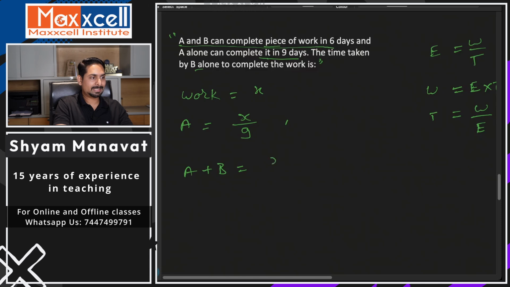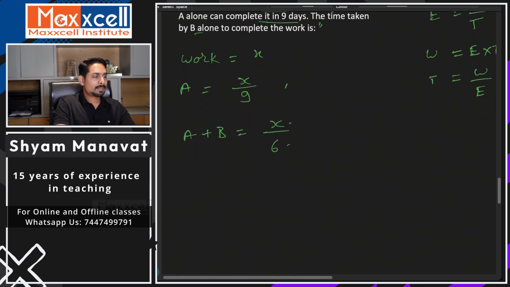So I will say A plus B together efficiency is X upon 6. Work done divided by time taken when they are working together. Now if you need to calculate for B alone, I should call this equation number 1, this equation number 2. I should substitute the value of A from equation number 1 into equation number 2.